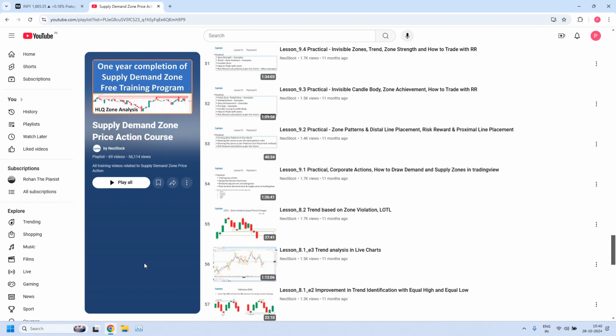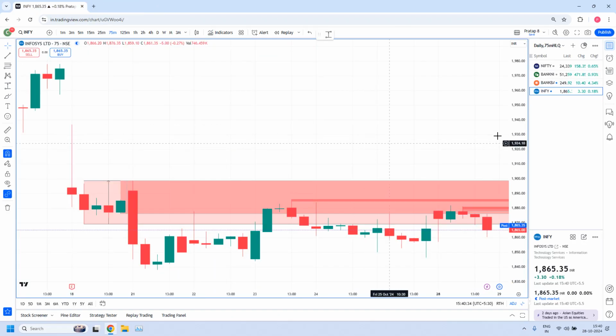Okay, now let's get into the analysis discussion. In the last session we identified only two high liquidity zones from the daily and 75 minutes time frame. One is a 75 minutes high liquidity supply zone, this one. This is a drop at the hidden body. This is going to be a drop candle. And we have 4 base candles and again a drop candle. This is what was identified as the 75 minutes high liquidity supply zone for Infosys.